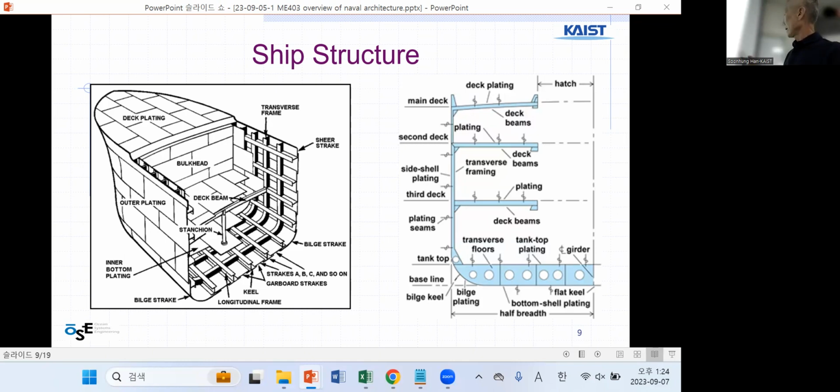And there are deck platings, several decks, right? And also this one is a double bottom. Double bottom should be structurally strong and also watertight and they are divided into small tanks.